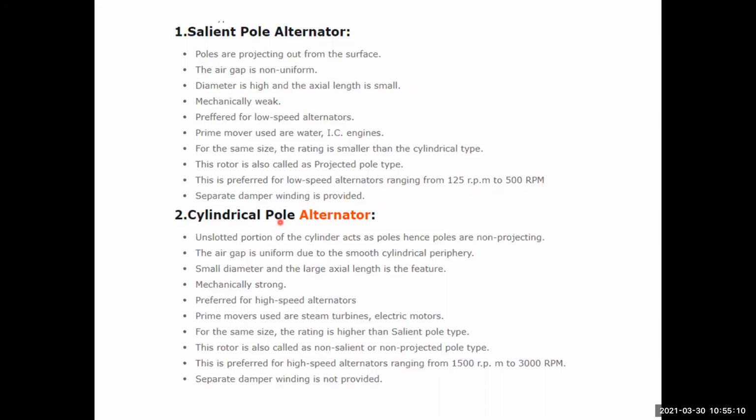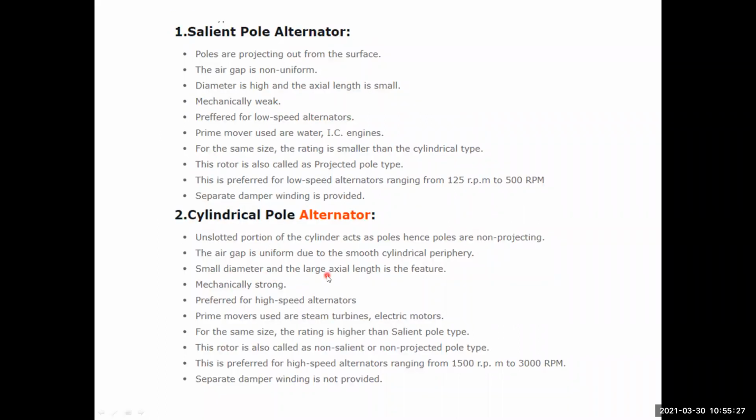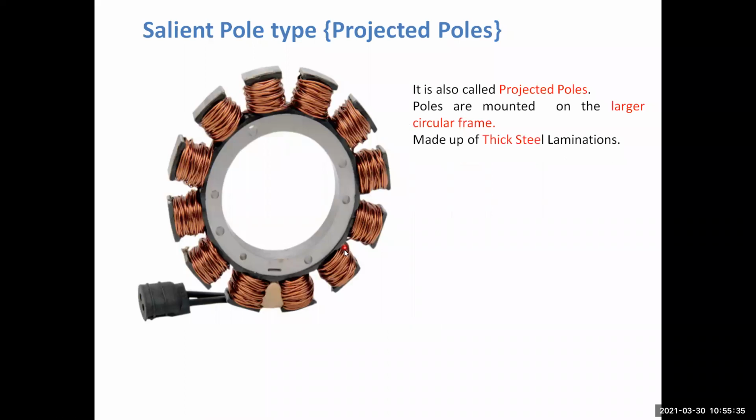In the cylindrical pole rotor alternator, these are the different points. The unslotted portion of the cylinder acts as a pole, and it is non-projecting. I have already explained that the air gap is uniform due to the smooth cylindrical periphery. Understood? It has a small diameter and a large axial length, and it is mechanically strong. This is the cylindrical pole rotor construction.